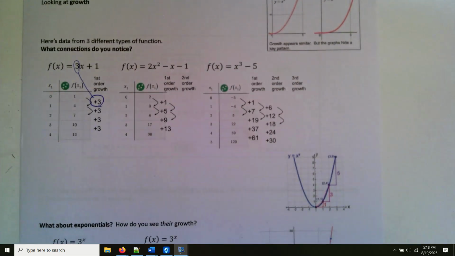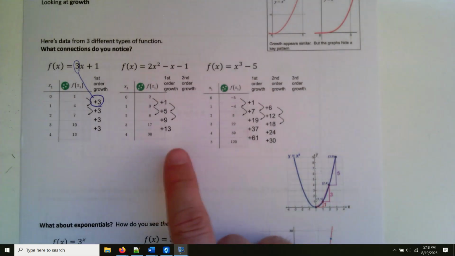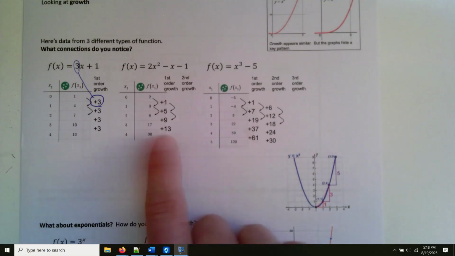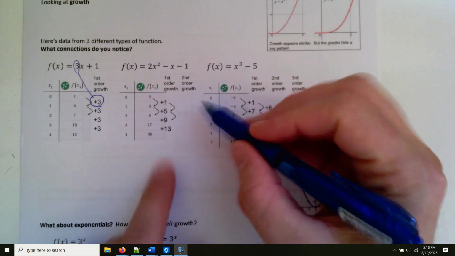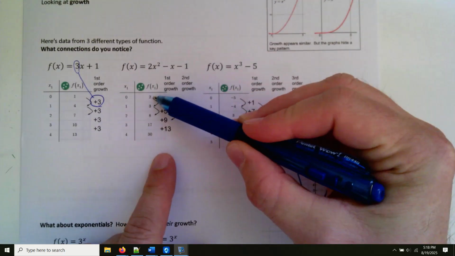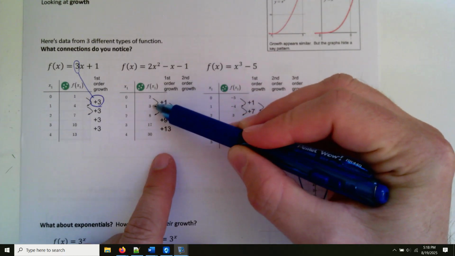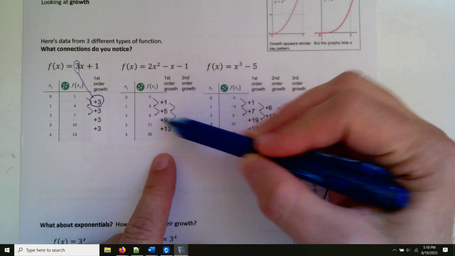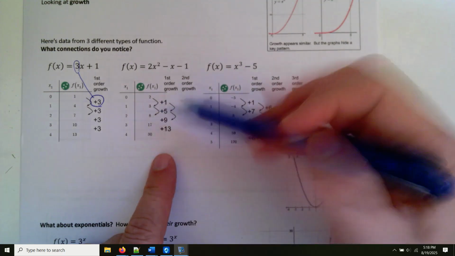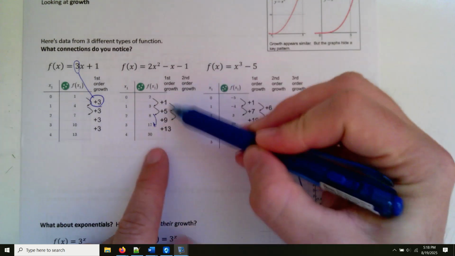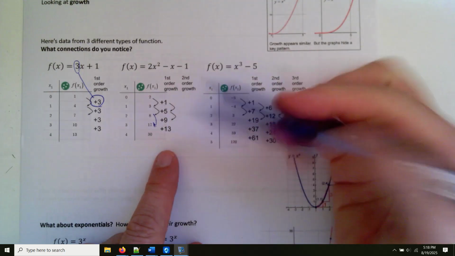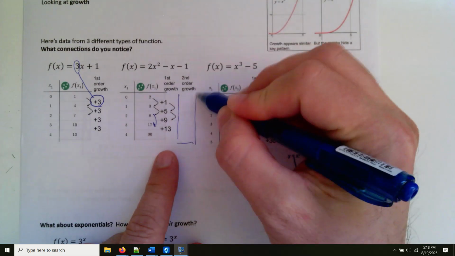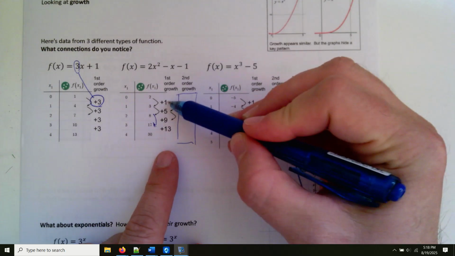So I invited people to pause, you can pause the video, but in class I invited people to just see what they notice. What do they notice about the growth here? What do they notice about the growth there? And people said, well, look, I see that the y values here are increasing by 1, and then 3 to 8 is 5, and then 8 to 17 is increasing by 9. So the y values are not growing by the same amount. The growth is increasing. So that's why we look at the second order growth. Second order growth is saying how much is the growth growing.